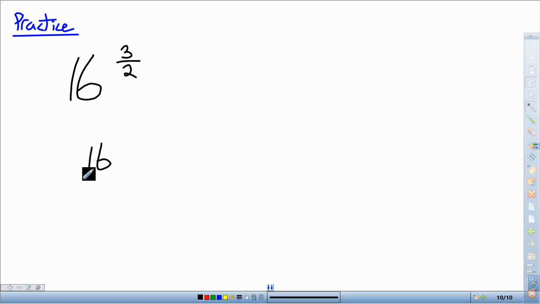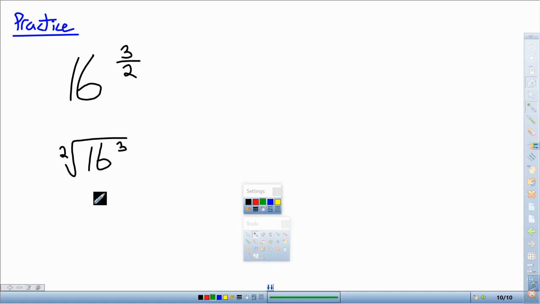Okay, so I got a 16. Okay, here's my radical sign. What's in the denominator goes in front. This is a square root. That 3 means my 16 is to the power of 3. Okay, if you got those mixed up, be really careful. Okay, from here, let's break it down.